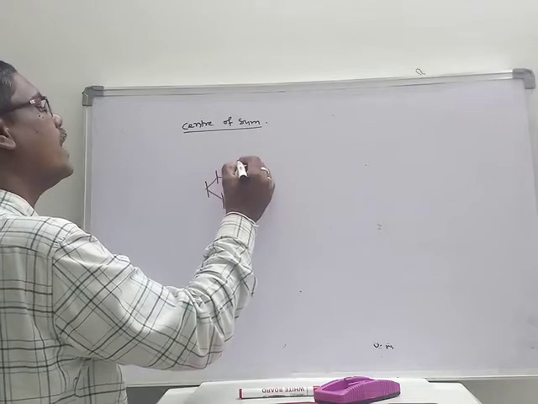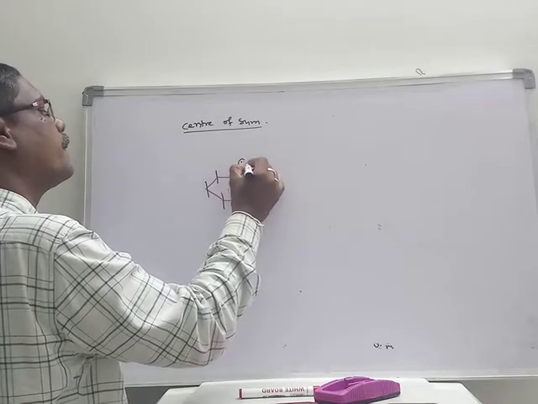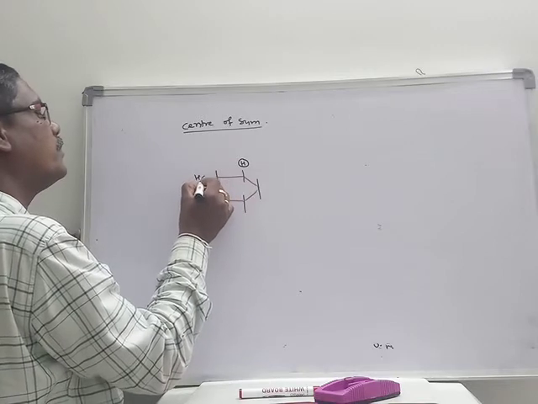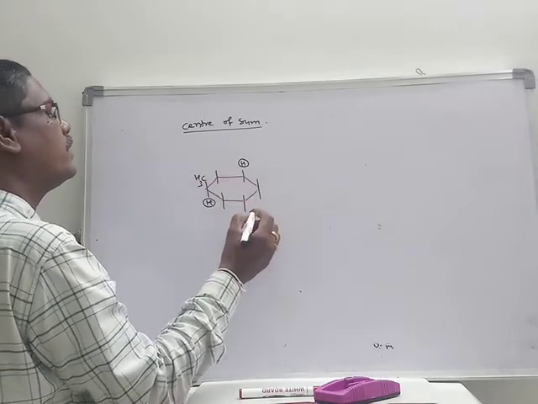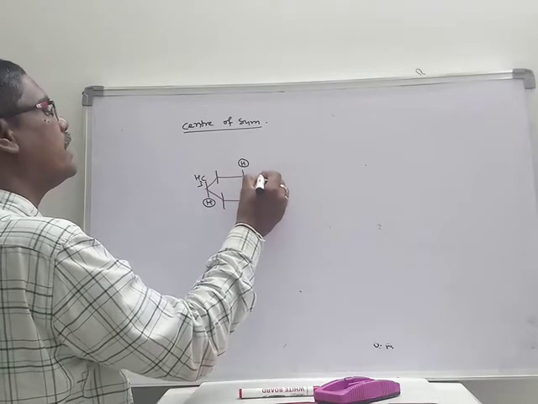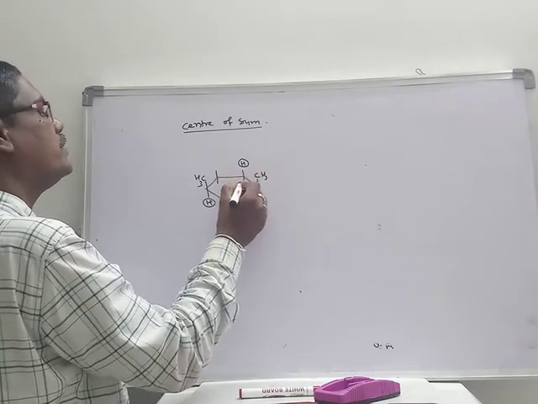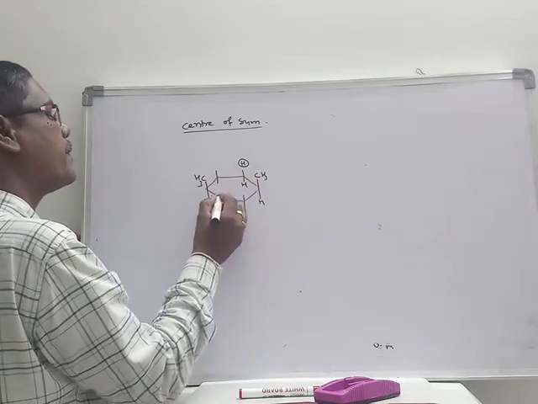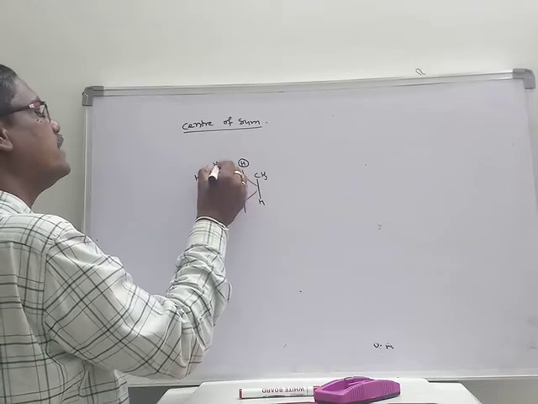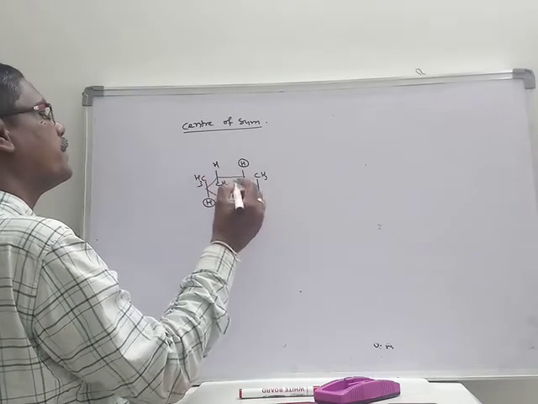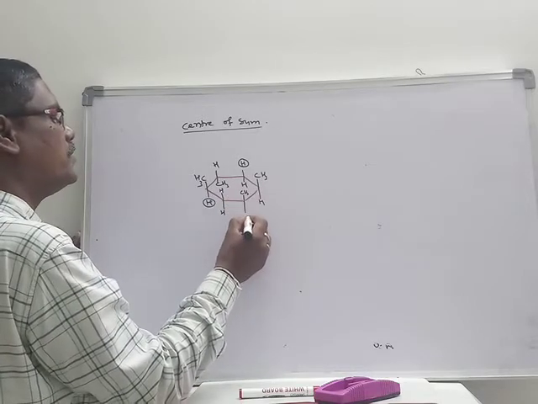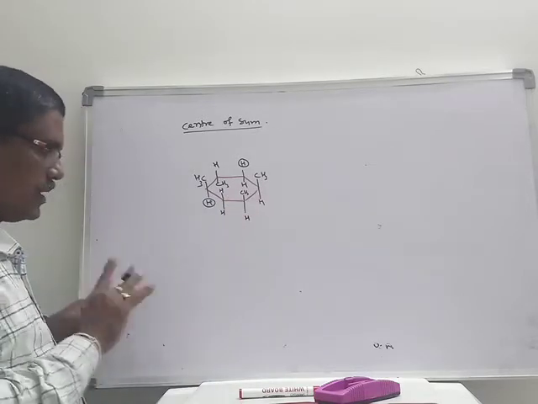Here I am writing hydrogen. Here also hydrogen. Here methyl group. Here hydrogen, methyl group. Here hydrogen, hydrogen. Here hydrogen, hydrogen. Here hydrogen, here CH3. Okay, here CH3, here hydrogen. This is one example.